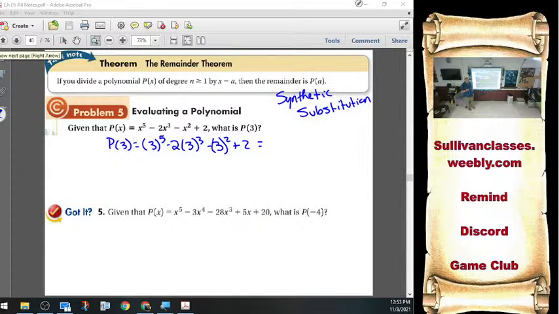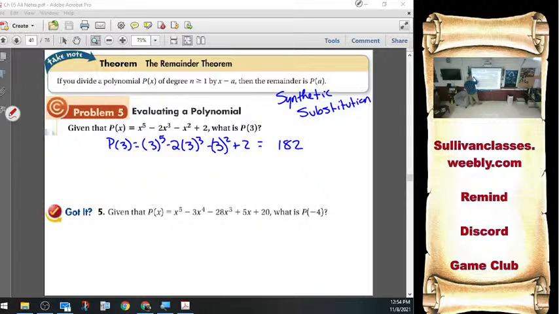Negative 180? I think I lost it. 182? I missed my 2 at the end. Okay. Negative 182, right? Positive? Oh, that's why I was going the wrong direction.